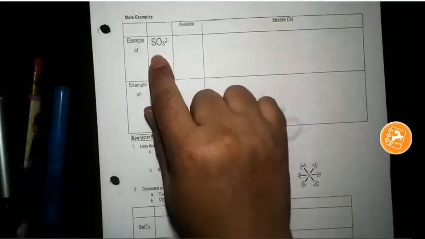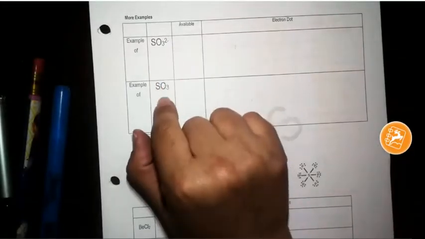So now, if you were in class, I would have you practice with these two problems. So what I would like for you to do is pause the video and figure out the structures for SO3 2- and SO3. And then when you are done, go ahead and restart the video.